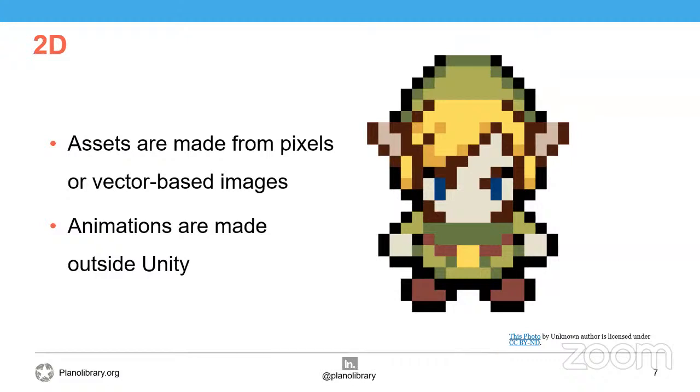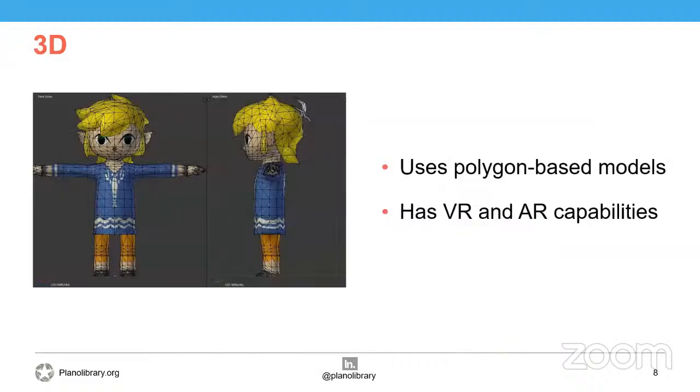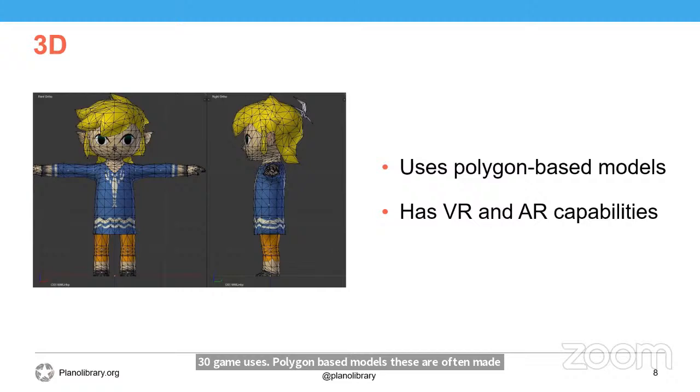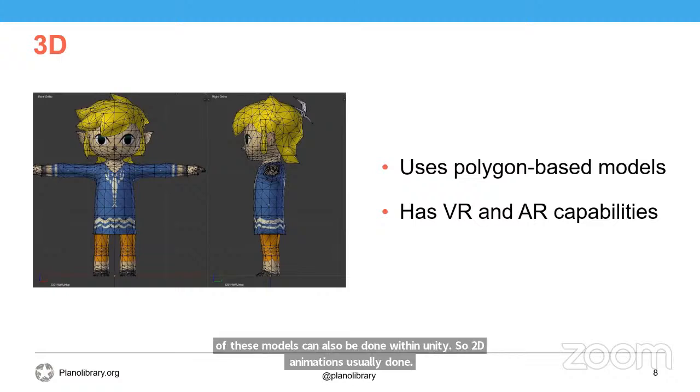With 3D, a 3D game uses polygon-based models. These are often made outside of Unity as well, using software like Maya or Blender, but Unity can create some simple models for you. Animation of these models can also be done within Unity. So 2D animations are usually done outside. 3D animations can be handled by Unity itself.